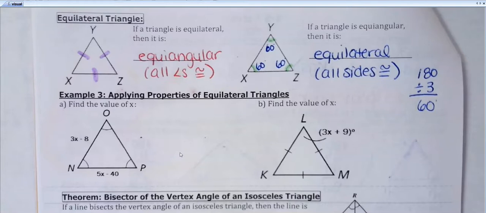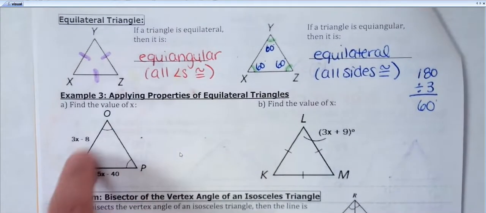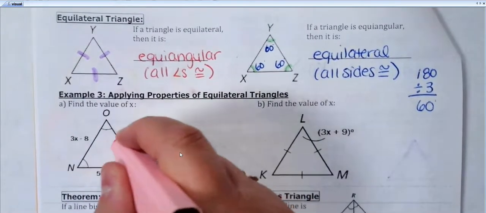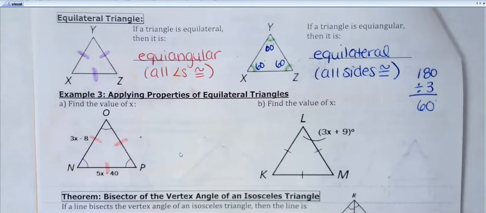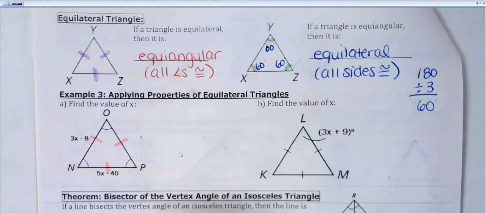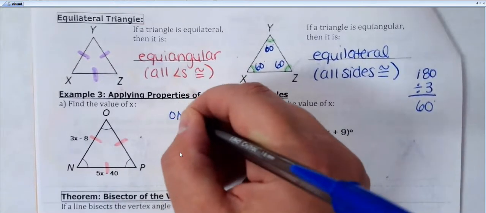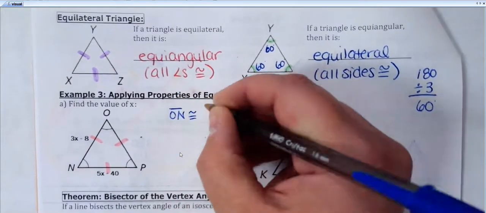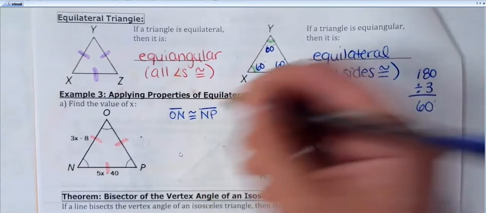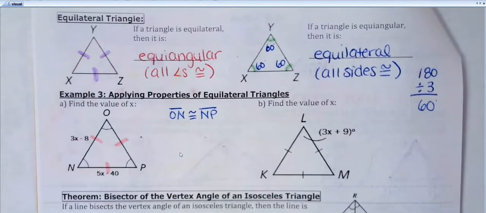Okay, so here's how I'm going to apply this. This is an equilateral triangle. All three angles are marked the same, so that forces all three sides to be equal to each other. What they have labeled in this diagram is the side from O to N and N to P with these little expressions. But if this is an equilateral triangle, I know those two sides, ON and NP, have to be congruent to each other.